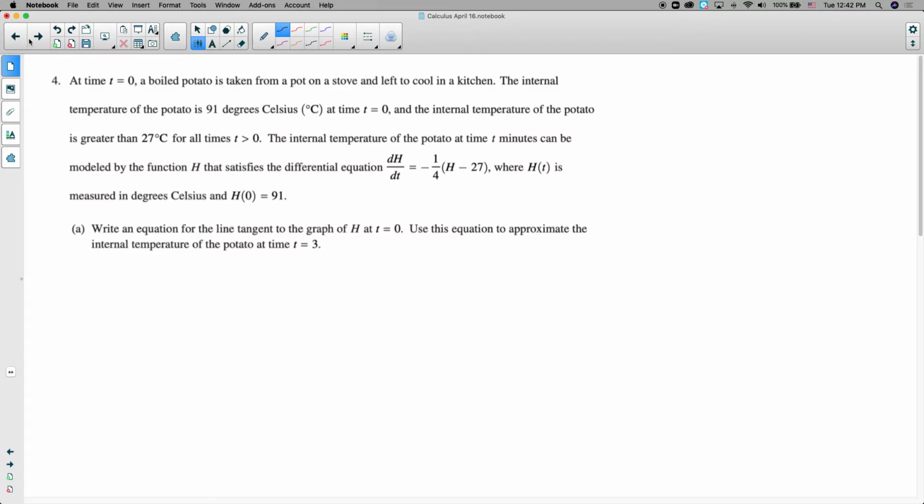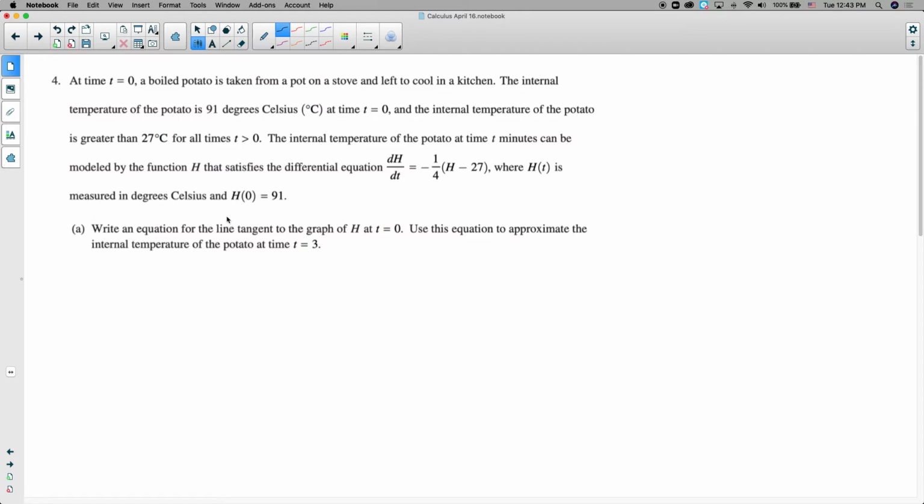The internal temperature of the potato is greater than 27 degrees at all times. So it's going to cool down, but for this particular problem, it's not going to go any colder than 27 degrees Celsius. The internal temperature of the potato at time t minutes can be modeled by the function h that satisfies the differential equation dh/dt equals -1/4 times the quantity h minus 27, where h(t) is measured in degrees Celsius, and h(0) is 91.